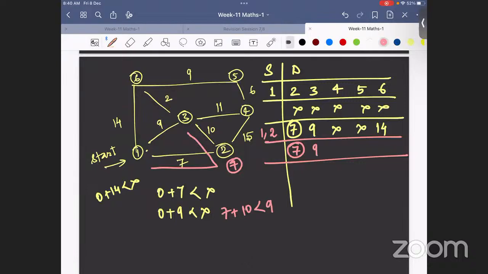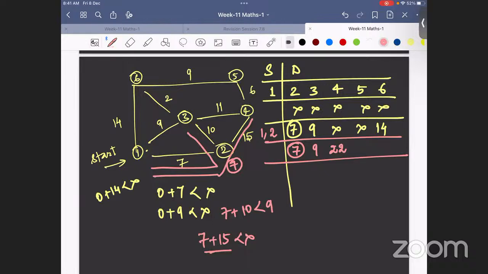Can you reach 4 with the help of 1 and 2? So you can reach 4 now, right? This way, this and this. So this is 7 plus 15. Is this less than infinite? Yes. So you'll update the value. 7 plus 15 is how much? 22, I guess. Correct. So we'll write it 22.